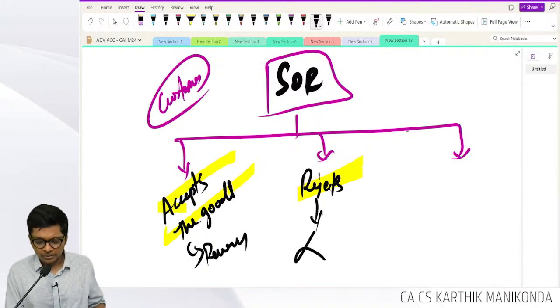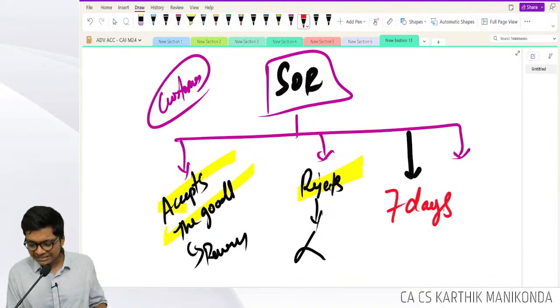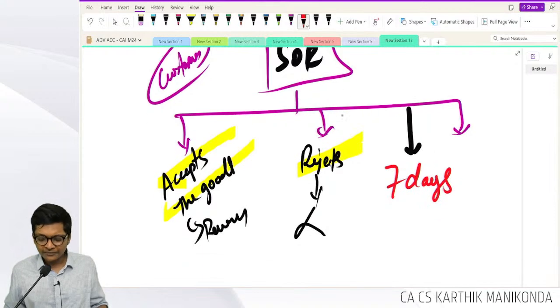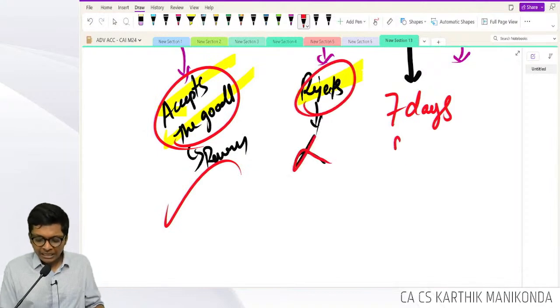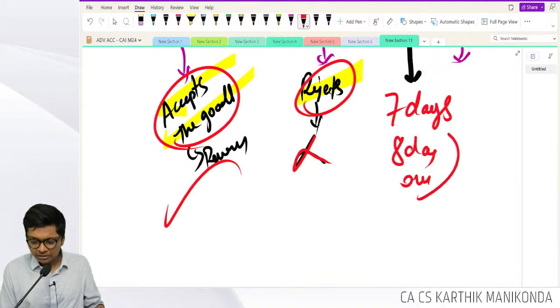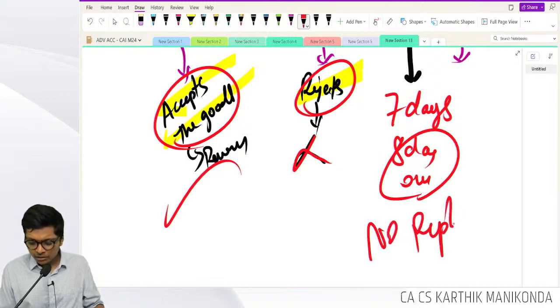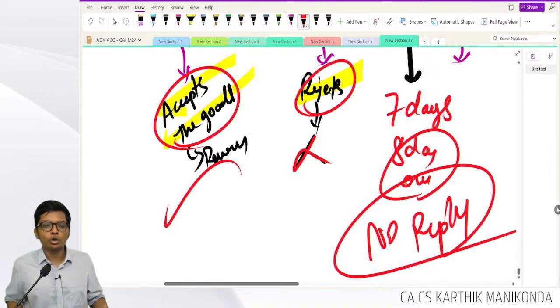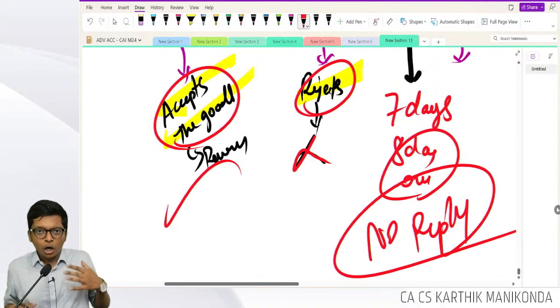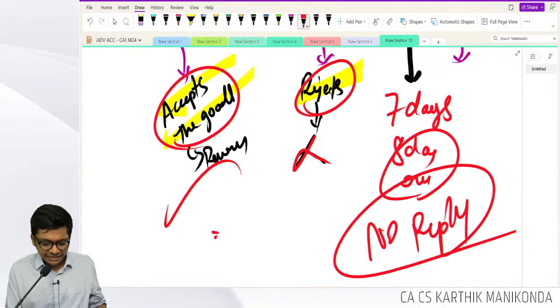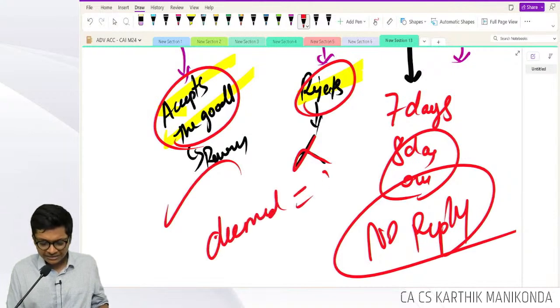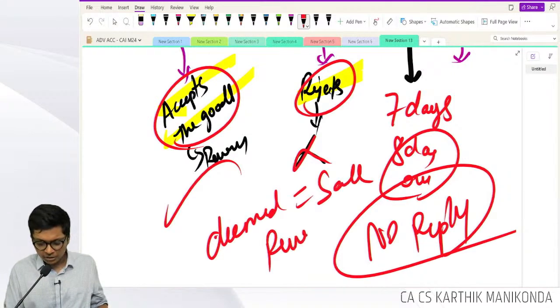Next, imagine you send goods to a customer. I send shirts to the customer. I told him to reply within 7 days. If he accepts within 7 days, revenue. Rejects within 7 days, no revenue. 8 days over, sir, no reply. Ignoring me. After the time fixed before which you have to accept, it is deemed as sale. Therefore, I will account the revenue.